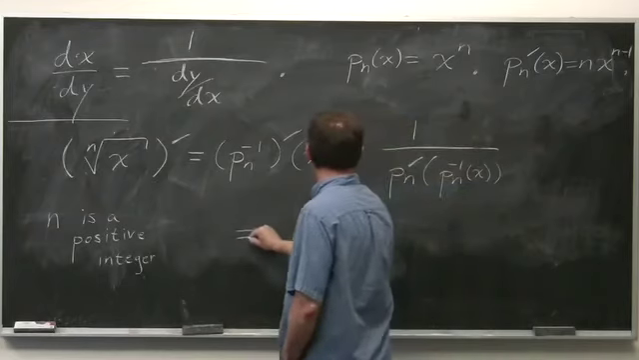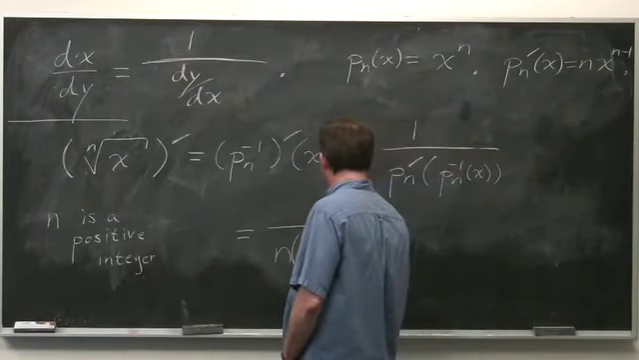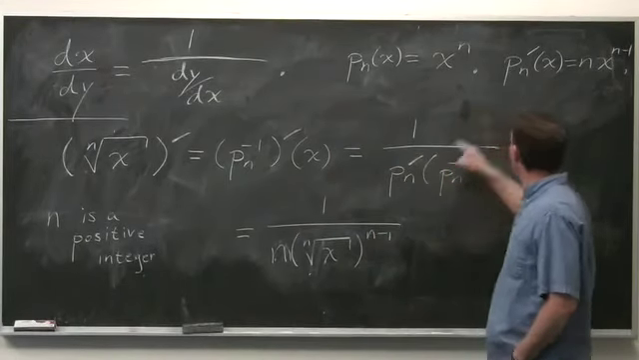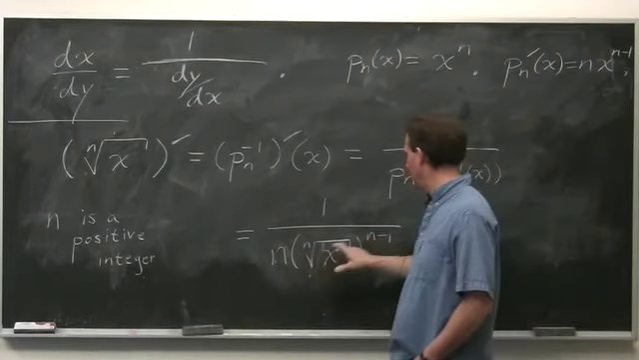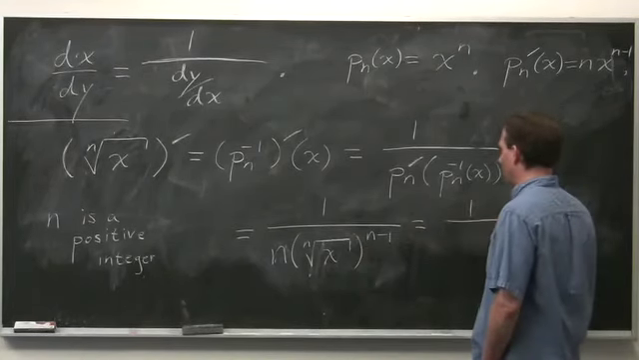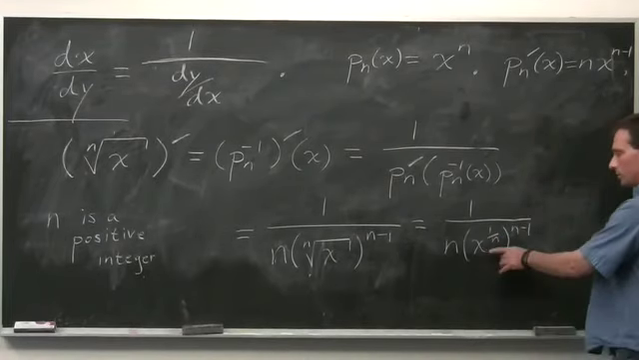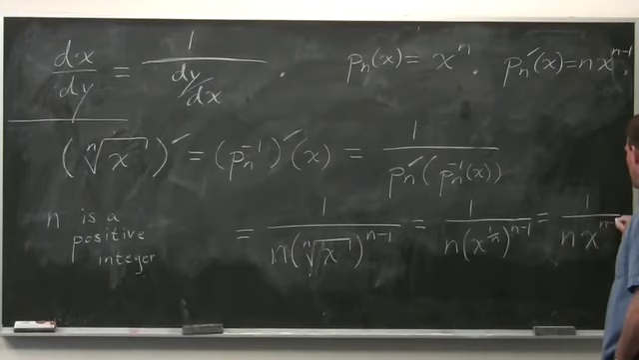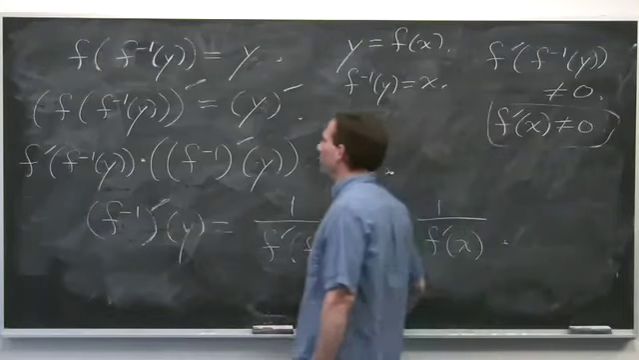So what we get is 1 over n times the nth root of x to the n minus 1. This is Pn prime composed with the inverse function of Pn. If we write this as raised to the 1 over n power, you get 1 over n times x to the 1 over n, to the n minus 1. When you raise something to an exponent, raised to another exponent, the exponents multiply. This is 1 over n x to the n minus 1 over n. So you get this, which doesn't look particularly like anything we've seen before until I rewrite it.